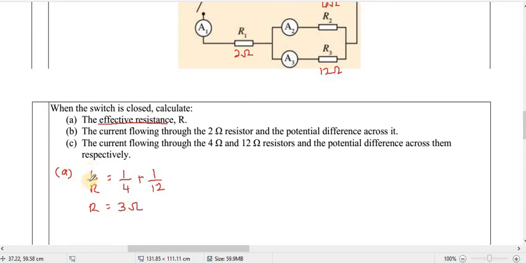Remember, this one got 1 over R. So that means this one, 1, you must carry over. So 1 divided by this whole thing. Understand or not? This is the common mistake that students make. After they add these two, they forgot to take 1 divided by this whole thing. In other words, he forgot to flip over.